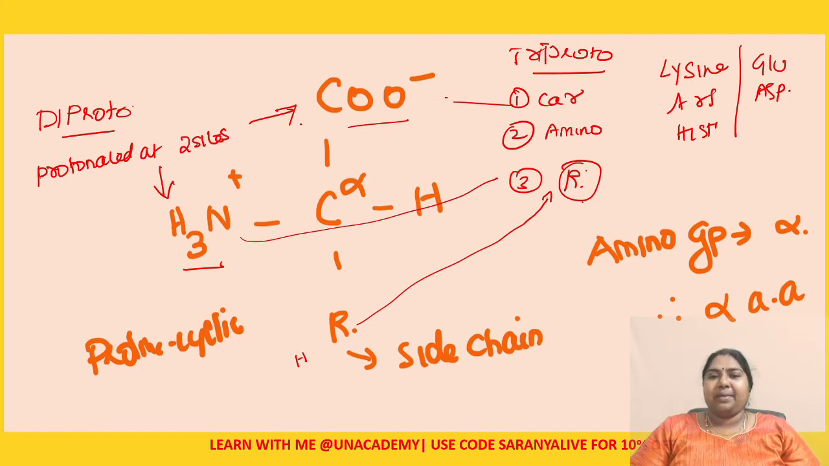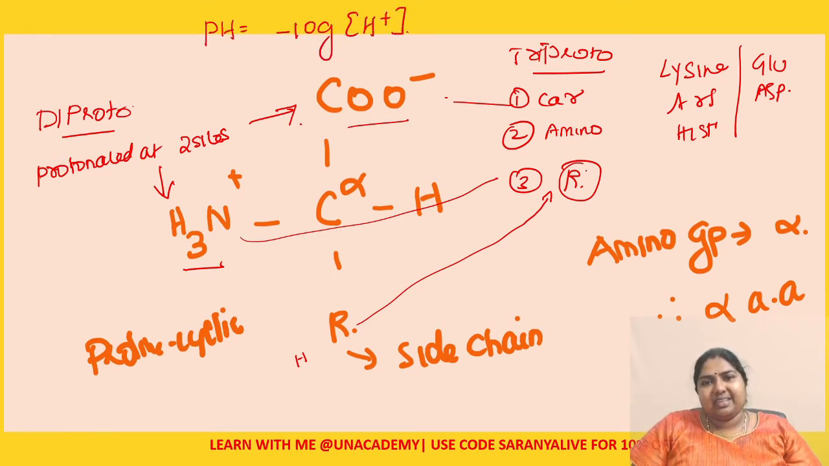Now what happens if I put my amino acid in a certain pH? What is pH? pH is nothing but the negative logarithm of hydrogen ion concentration. If I put this amino acid into a pH, absolutely the pH is going to influence the state of my amino acid, because they are all charged, isn't it? So if I put them at a particular pH, it is going to affect the charge.